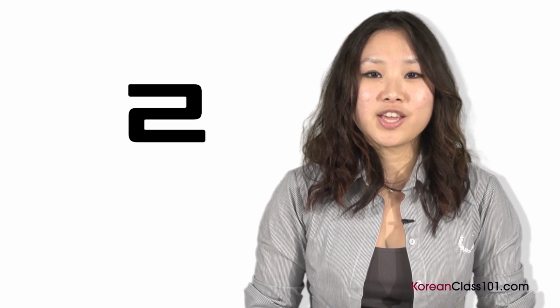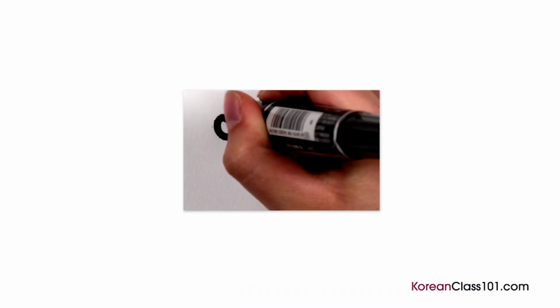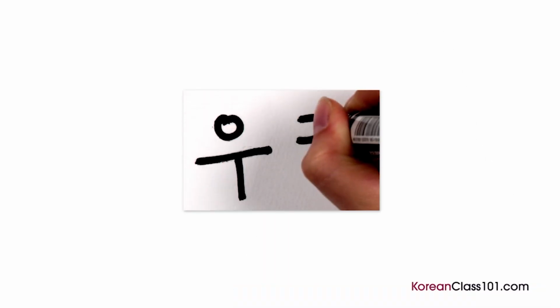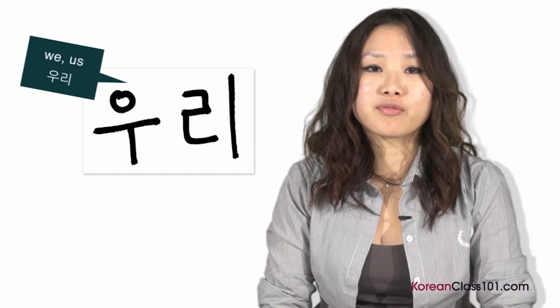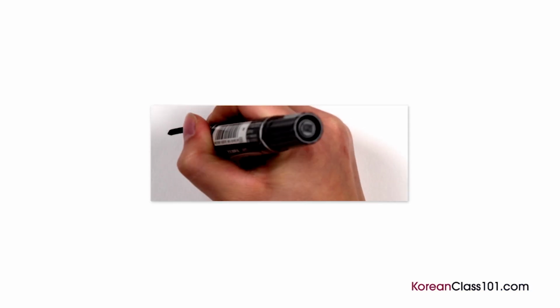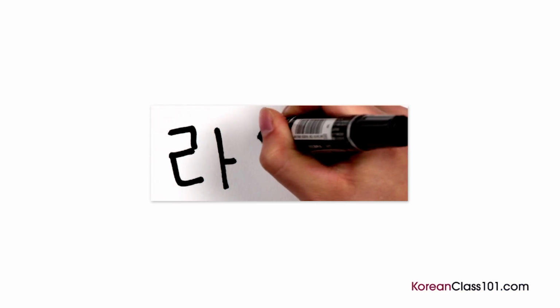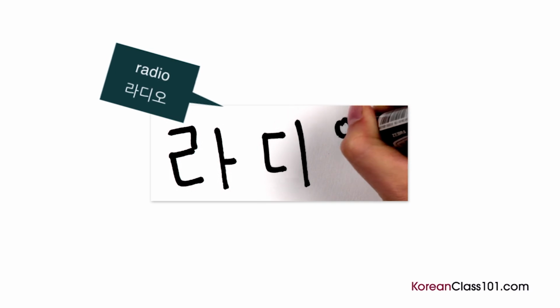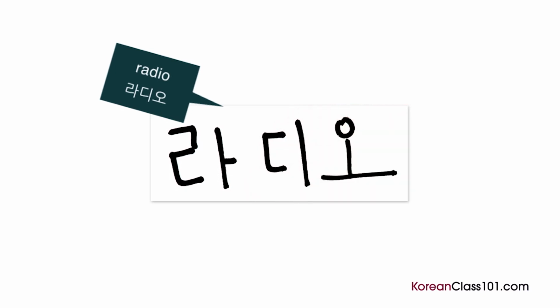리을. Here's one more pronoun that you can write today. 우리, which means we or us. You can use this word for both formal and informal situations. And here's the Korean word for radio, which is almost exactly like English. Let's finish this lesson up with a short dialogue.